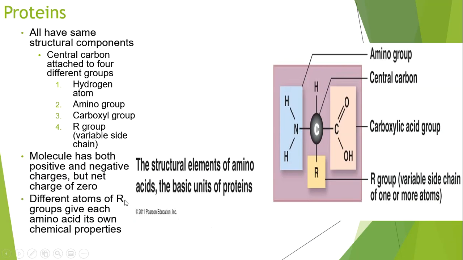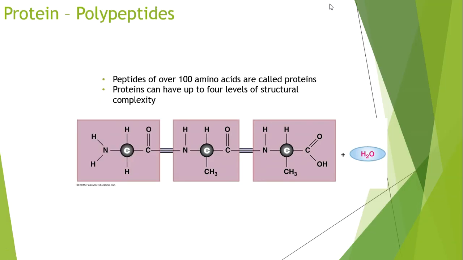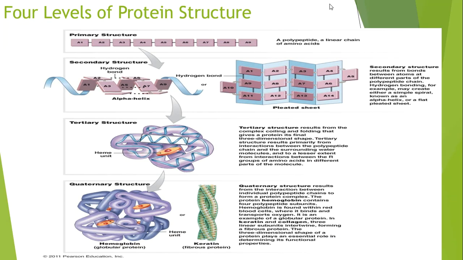And it's that different R group, this different R functional group here, that variable side chain, that's going to give each amino acid its special chemical properties. You have dipeptides, which are usually 2 of these put together. Think di, 2. Polypeptides, which are going to be multiple chains. These are peptides containing over 100 amino acid chains long. Proteins can have up to 4 levels of structural complexity, which we'll get into here.